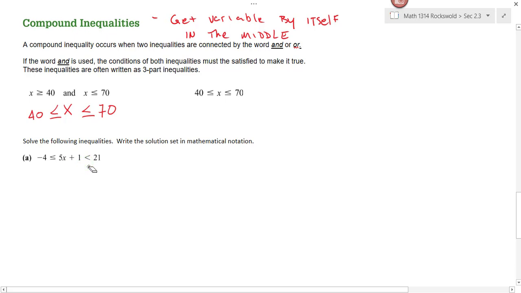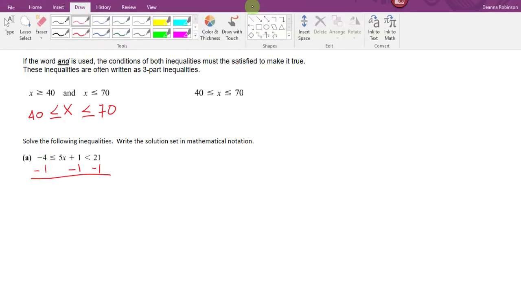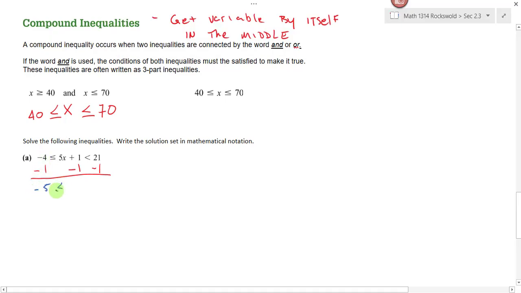Here, we're asked to solve the following inequalities and write the solution set in mathematical notation. The goal is to get the x by itself in the middle. Right now, I have 5x plus 1 in the middle. I want to get the variable by itself. How do I move the 1 off? Subtraction undoes addition, but if you subtract it from the middle, you've also got to subtract it from the other two parts. When you have an equation or just a plain old inequality, you got to do the same thing to both sides. With a compound inequality, there's three parts. You've got to do the same thing to all three parts. So -4 minus 1 is -5 is less than or equal to 5x is less than 21 minus 1 is 20.